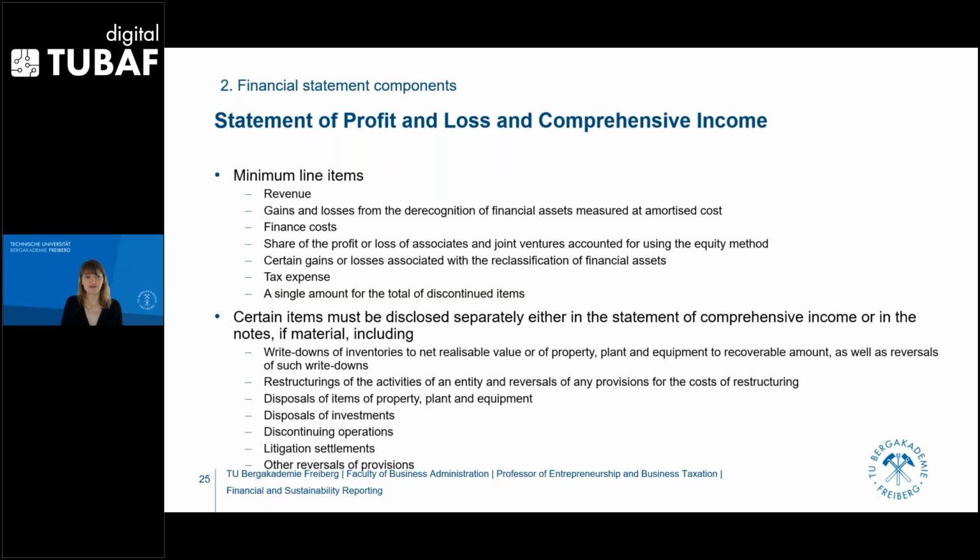Minimum line items are the revenues, gains and losses from derecognition of financial assets measured at amortized cost, financial costs, and all the other points that are mentioned here on this slide. I think I don't have to go through each of these examples. And then there are other items which have to be disclosed separately, only if they are material.